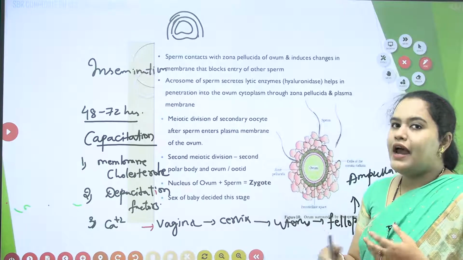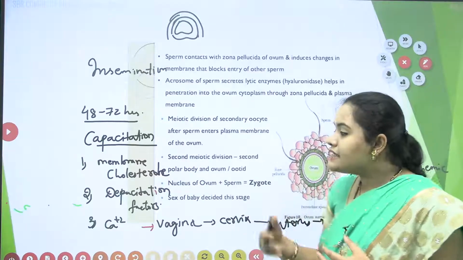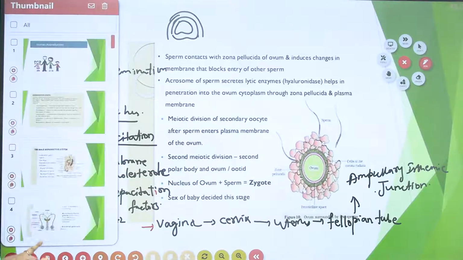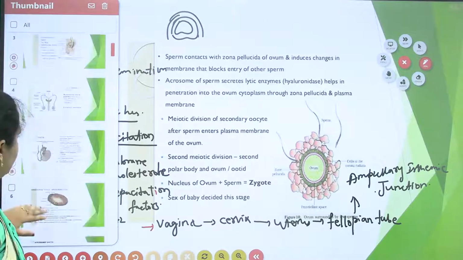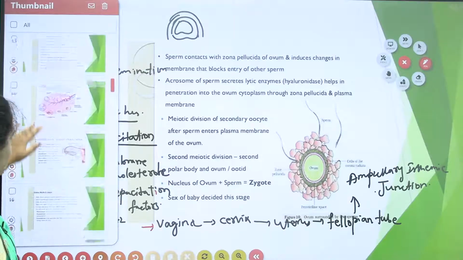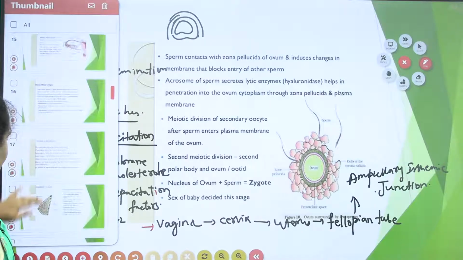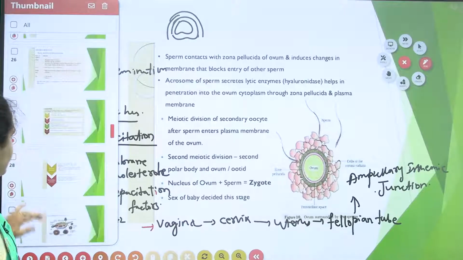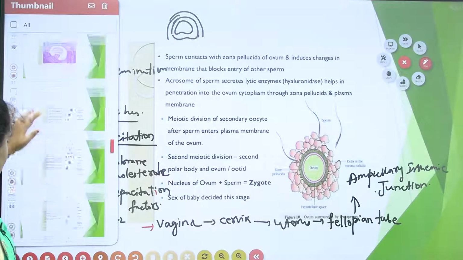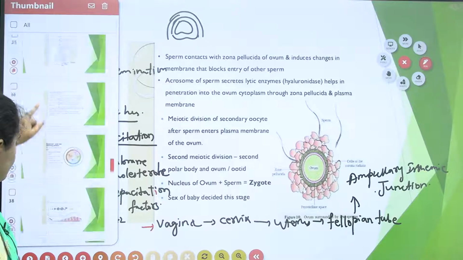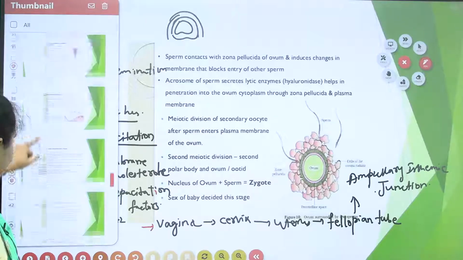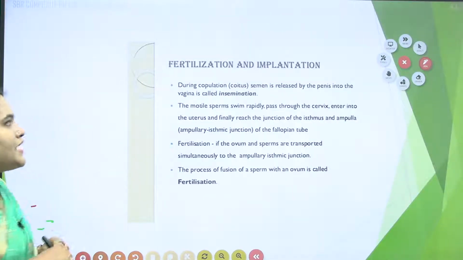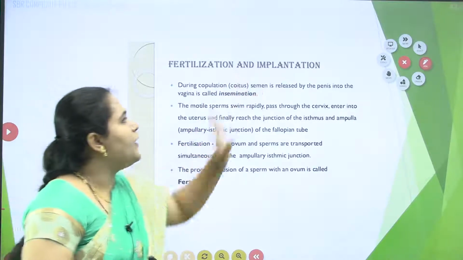The next step after insemination is fertilization. Fertilization is the union of male and female gametes, and it takes place in the ampullary isthmic junction. So the next step, the third step, is fertilization, which is followed by implantation.